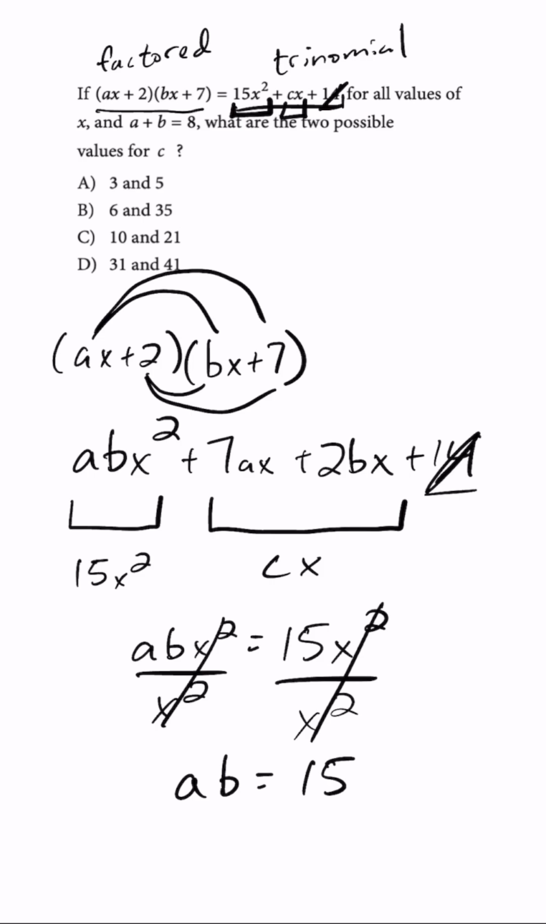Now, if we look up here, they tell us that a + b is equal to 8. And so the only two numbers I can think of that multiply to 15 and add to 8 are 3 and 5. So I'm going to make a note up here that a is equal to 3 or 5, and b is equal to 5 or 3, because they could be either combination of that.